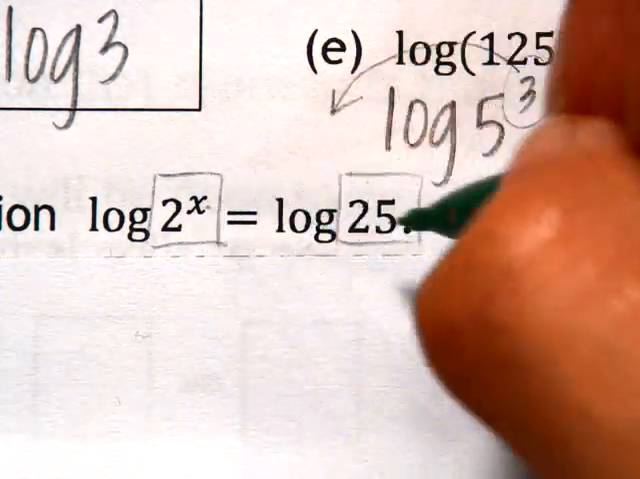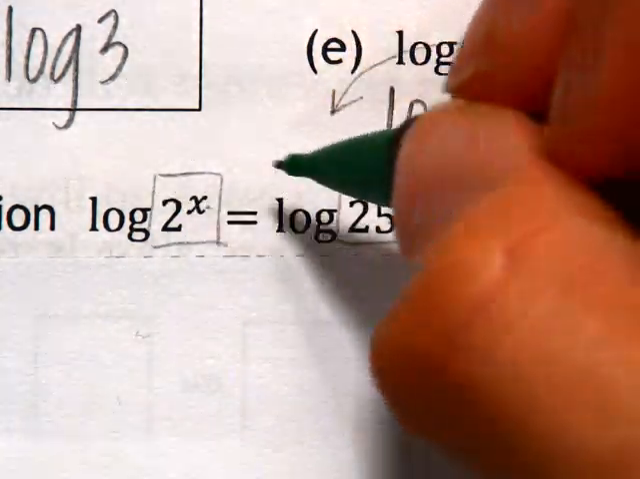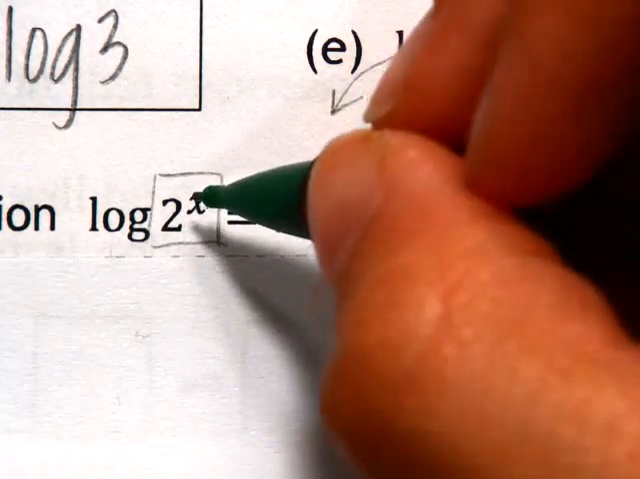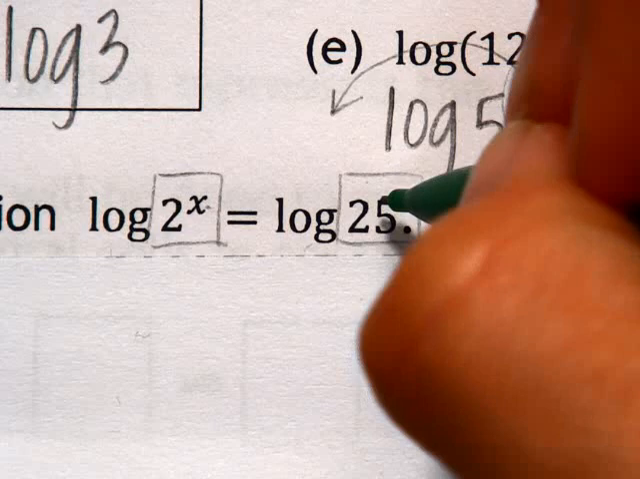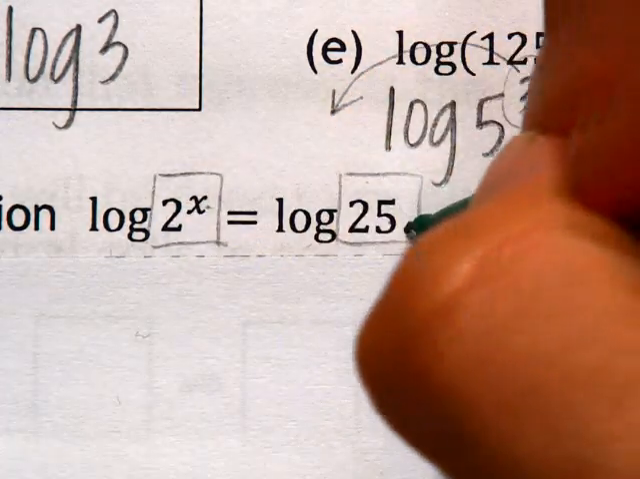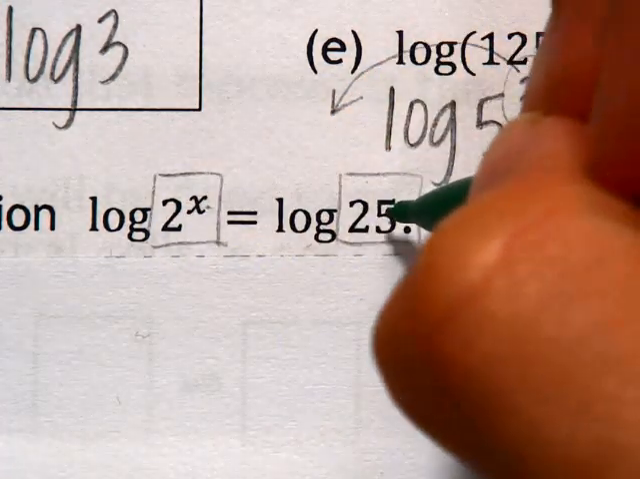2 to the power of 1 is 2, very small. 2 to the power of 2 is 4, pretty small. 2 to the power of 3 is 8, still small. 2 to the power of 4 is 16, still small. 2 to the power of 5 is 32, too big.